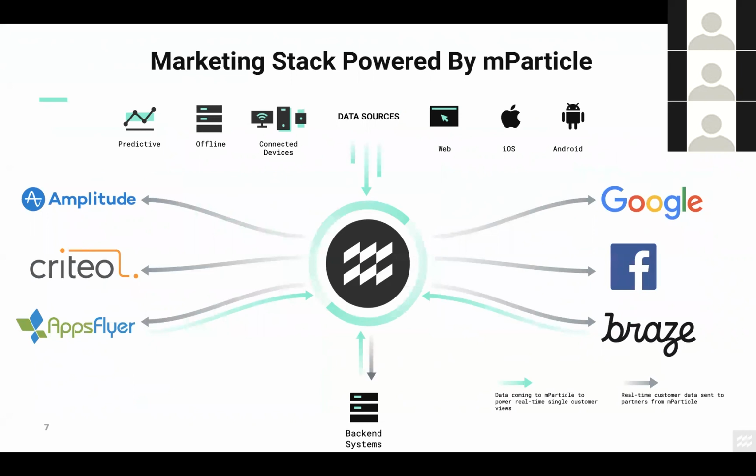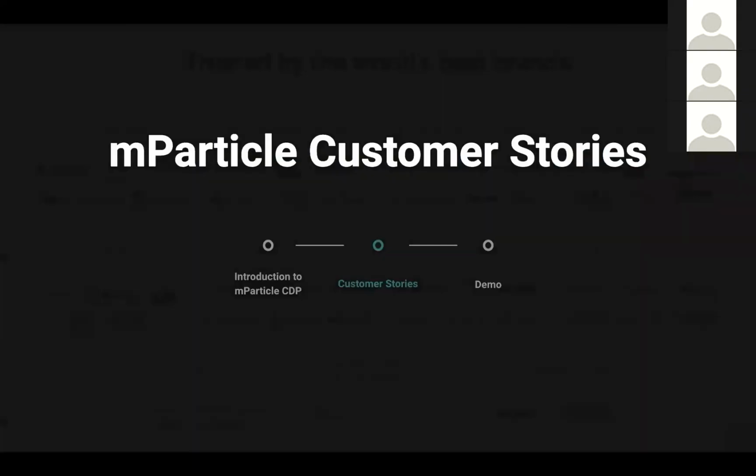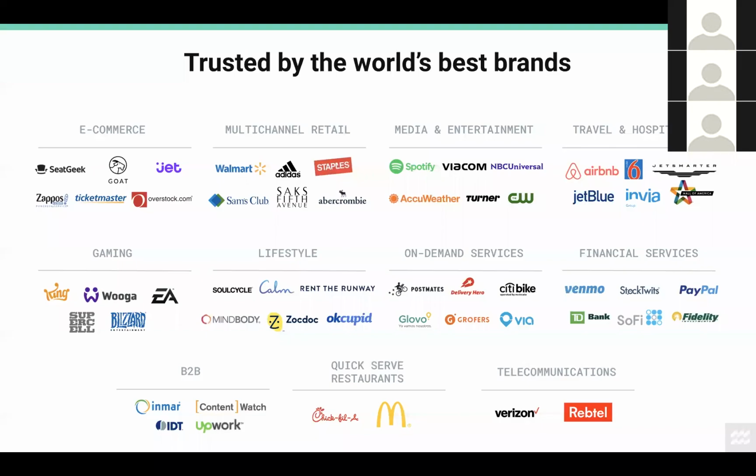Moving on, let's see how some customers are using mParticle to achieve this North Star of data centralization and federation. We are trusted by some of the world's largest brands across a host of different verticals, ranging from e-commerce, retail, on-demand services, to QSR. We run the gamut here. A lot of these brands are very successful in their industries, and they're trusting us to ensure that their customer experiences can be real-time, contextual, and very personal and one-to-one.